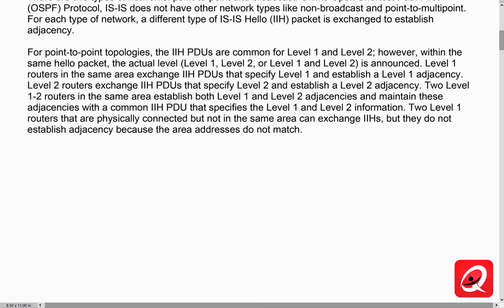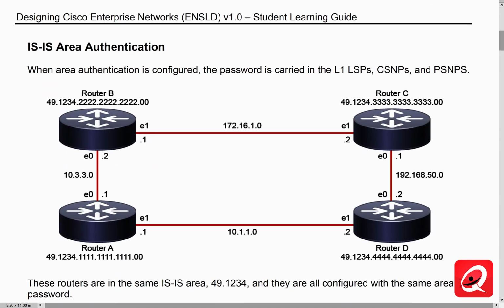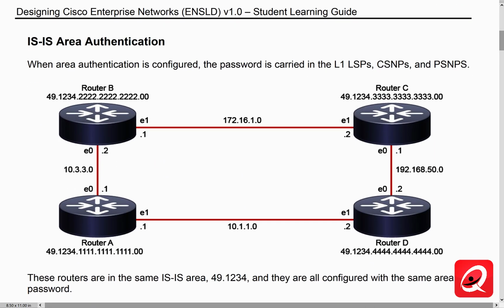If I do have authentication configured, we don't actually take a look at how that authentication is established in this case, but if I do have authentication configured, it makes sense to say that we would have to have similar authentication properties. All right, now in this particular case, you can see that all 4 of these routers are in the same area. The area ID is identified with the 49.1234 value. And they're going to have the same password that's going to allow them to establish an adjacency.